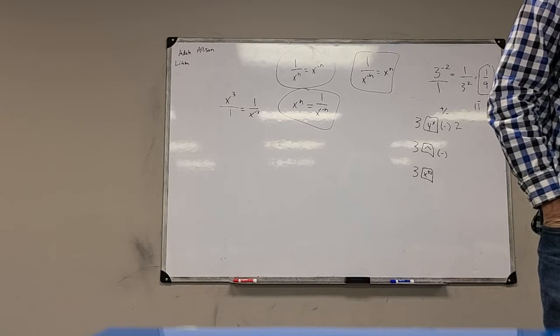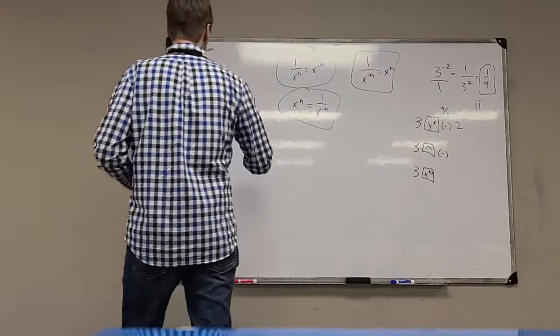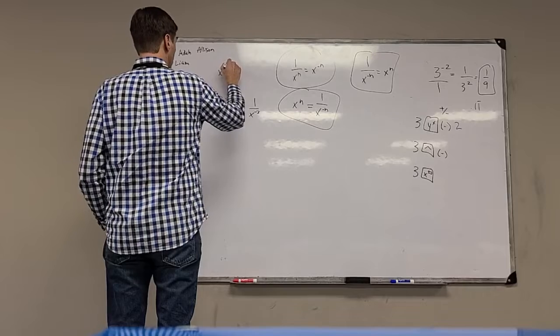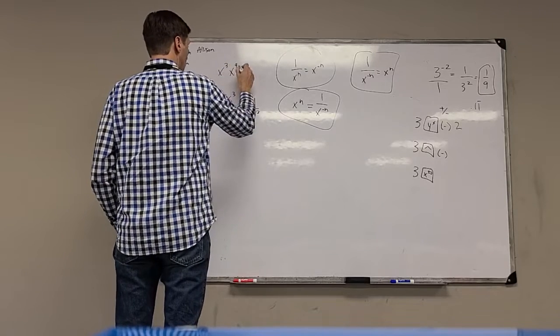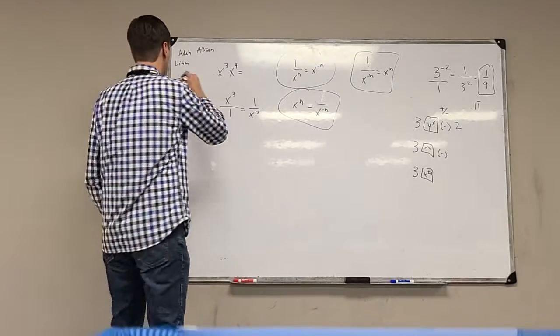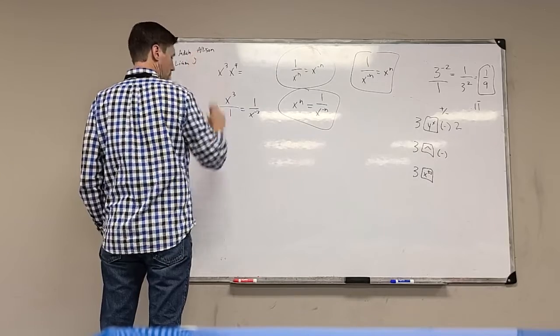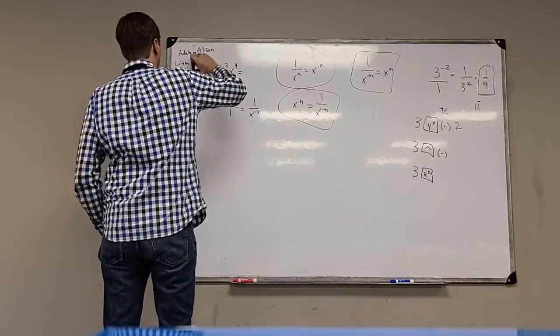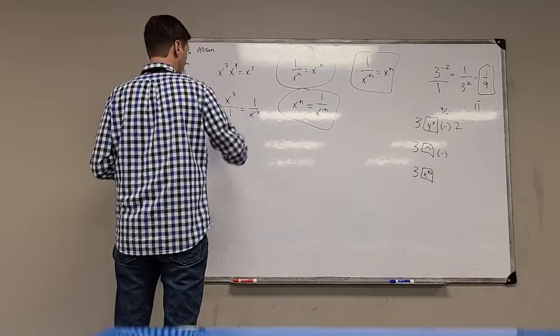So what about when we're multiplying exponents together? We've already covered this. X to the 3rd times x to the 4th is what? X to the 7th, right? We just add those together. We add the exponents together. So this is x to the 7th power.